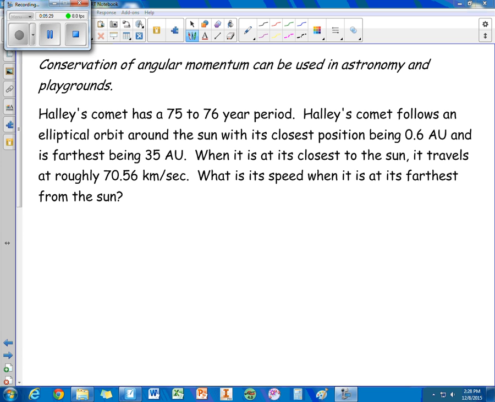Halley's Comet follows an elliptical orbit. So if this right here is the Sun, Halley's Comet then follows a path that looks like this. At its closest position, Halley's Comet is 0.6 AU. Now, AU is for astronomical unit. And the astronomical unit then is roughly the distance from the Earth to the Sun.